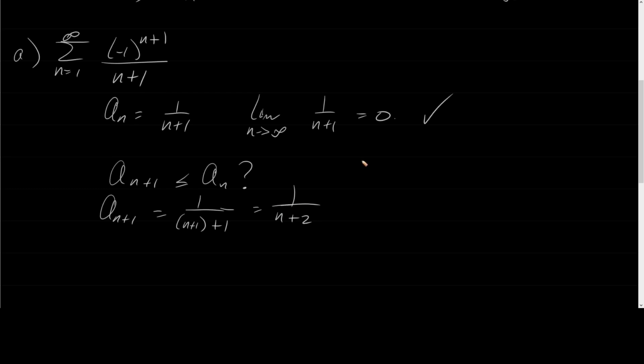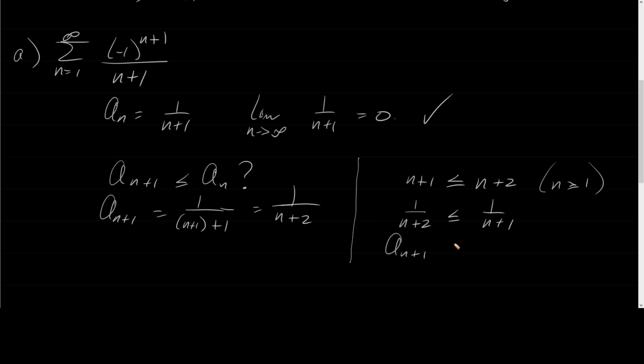Well, let's consider the following. n plus 1 is definitely less than n plus 2, irrelevant of what n is. In general, here we're talking about n being greater than or equal to 1, because we're working with going from 1 to infinity on our series. But in general, n plus 1 is less than n plus 2. If I do a cross division here, I end up with 1 over n plus 2 is less than 1 over n plus 1. And look at that, 1 over n plus 2 is a sub n plus 1, and 1 over n plus 1 is a sub n. So it is definitely decreasing.